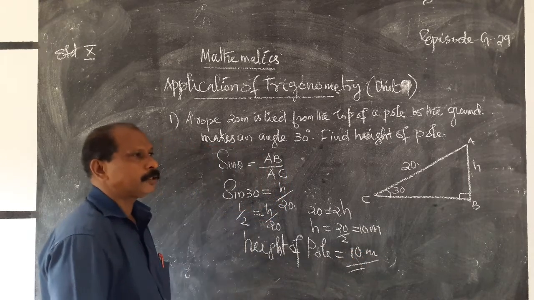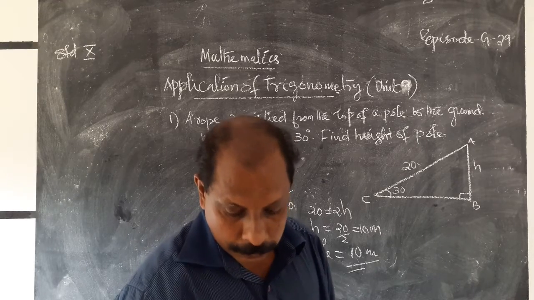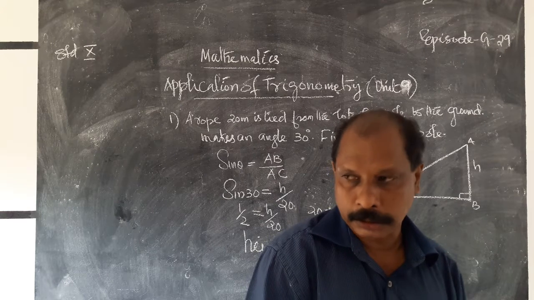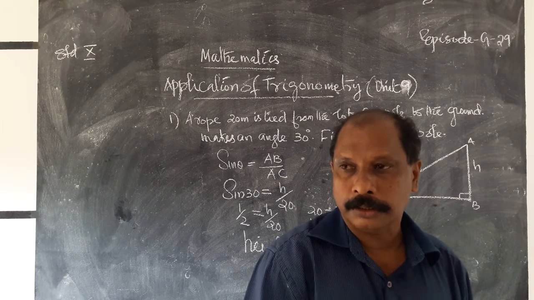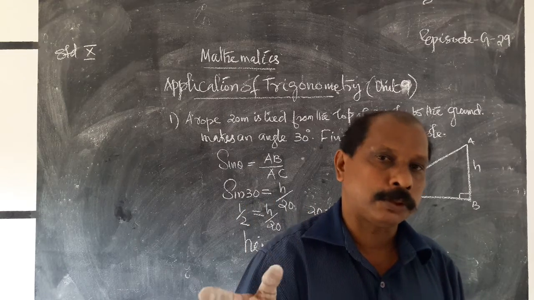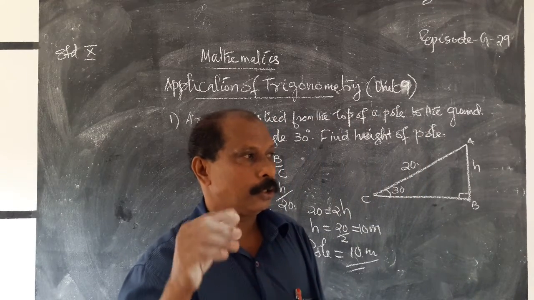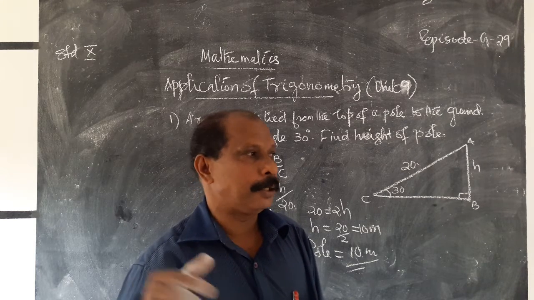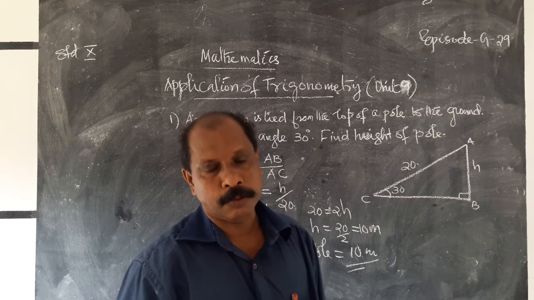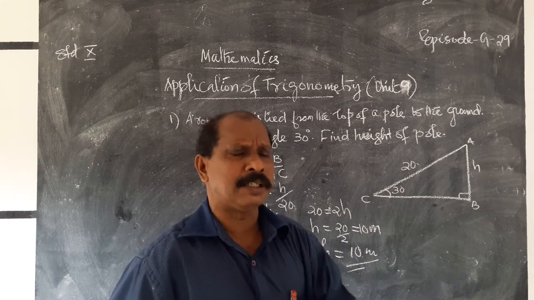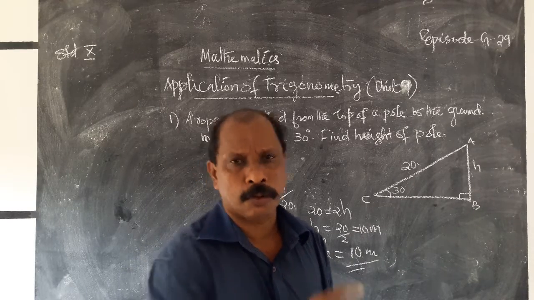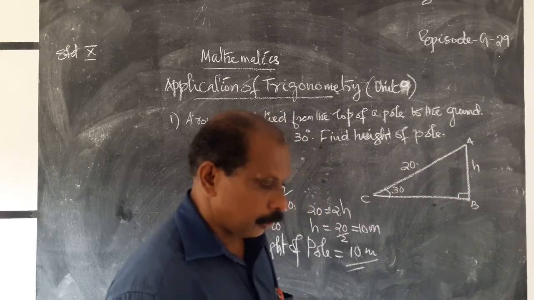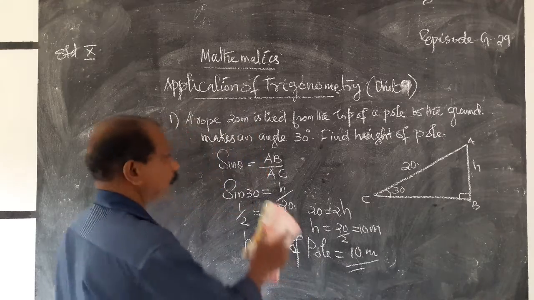That is the answer. To find the height of the pole, when the hypotenuse, that is the length of the rope, is given and the angle between the rope and the ground is given, we use sin theta to find the opposite side. That is, sin theta is equal to AB by AC. Theta is 30, therefore sin 30 is equal to h by 20. Sin 30 is 1 by 2, so 1 by 2 is equal to h by 20. 2 cancels, we get 1 is equal to h by 10. Therefore, by cross multiplication, h is equal to 10 meters. Therefore the height of the pole is 10 meters.